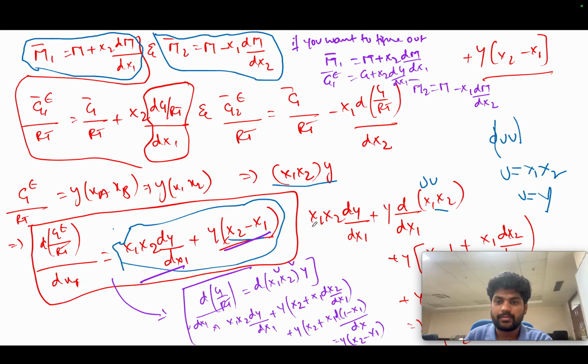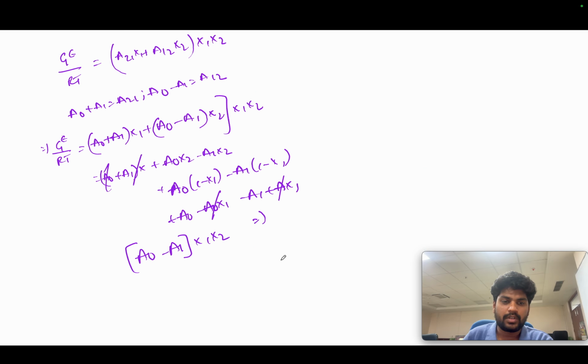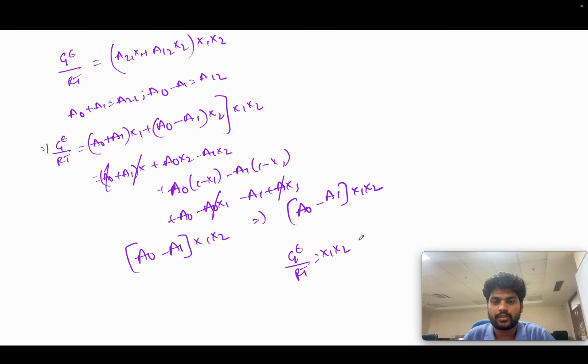You can see it from this one. So we are writing it as a0 minus a1 of x1 x2. So it is nothing but g by RT equal to x1 x2 into y. I think this is the equation, if I am not wrong. Give me one minute, I will recheck it.